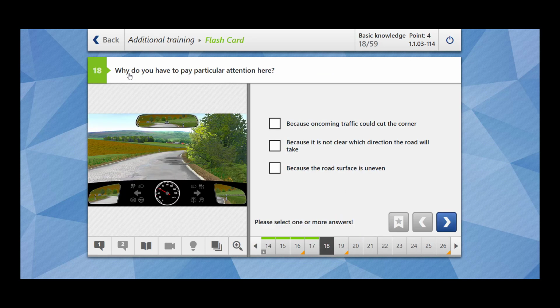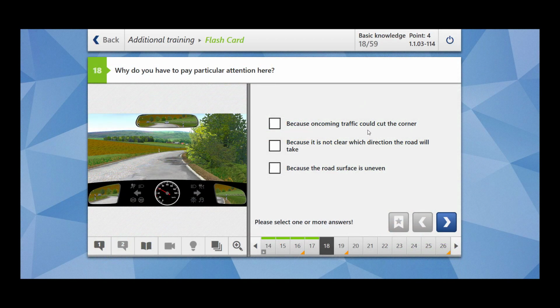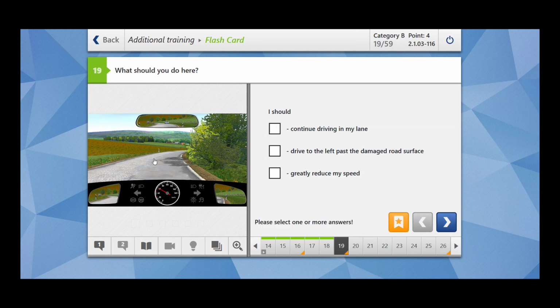Moving towards the next. Why do you have to pay particular attention here? What we see over here is that the road surface is uneven and then there is a bend. You are not able to see what's coming from the other side. Oncoming traffic could cut the corner, as the bend is tight. Because it is not clear which direction the road will take, this is also clear, because at this point you are not able to figure out in which direction the road is going to turn. Because the road surface is uneven, this is also correct. So all the options are correct. Our answer is correct. Moving towards the next.